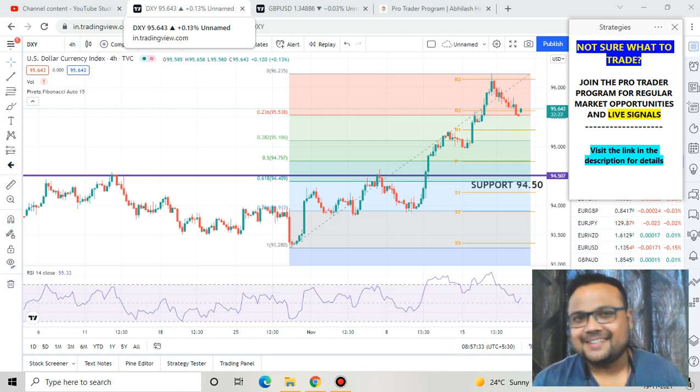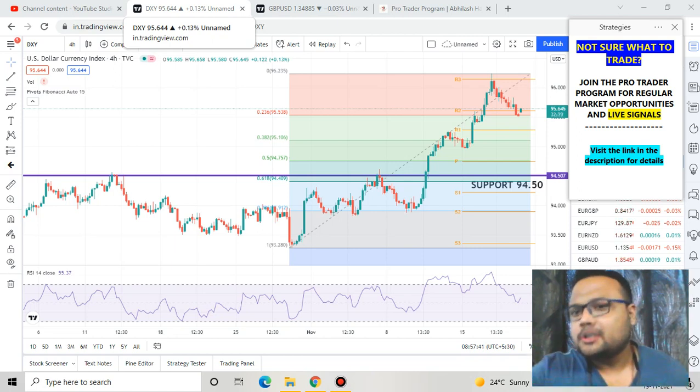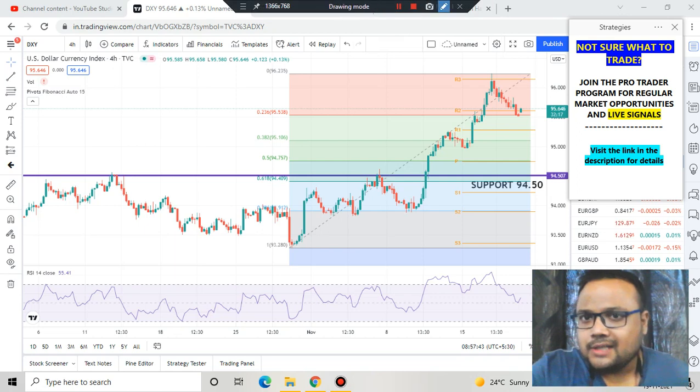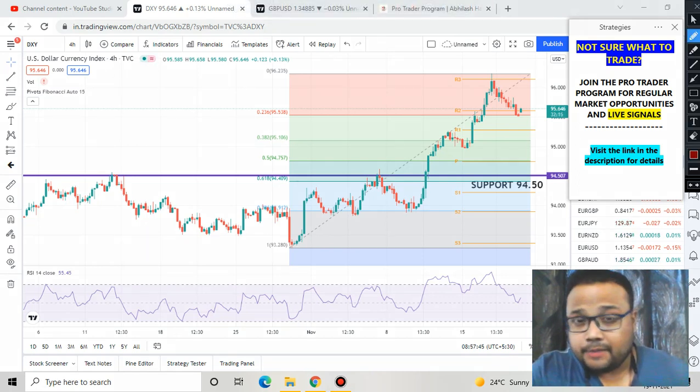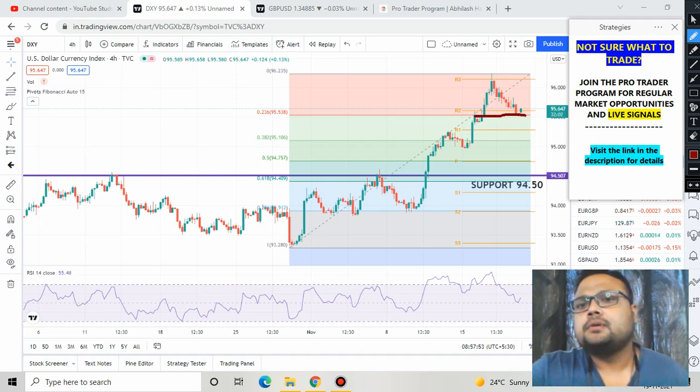So let's get started. This is the chart of DXY. If you have watched my yesterday's video, then you can see that as per our expectation, the US dollar has taken support at the 23.6% Fibonacci retracement and right now is trying to go up. We can see the market is trying to take a temporary support here. Overall, the bullishness in the US dollar is still present.